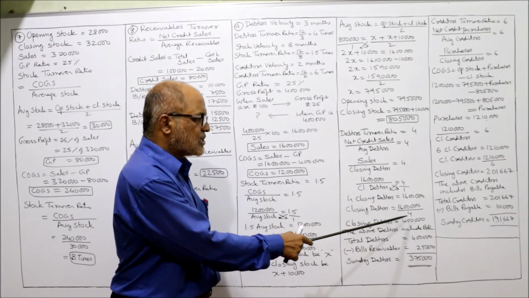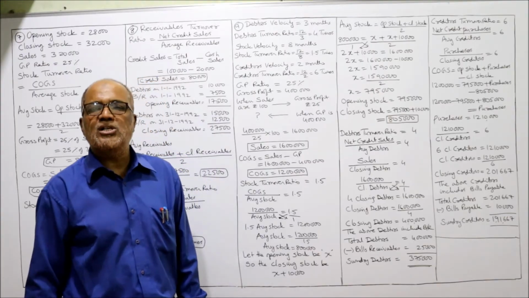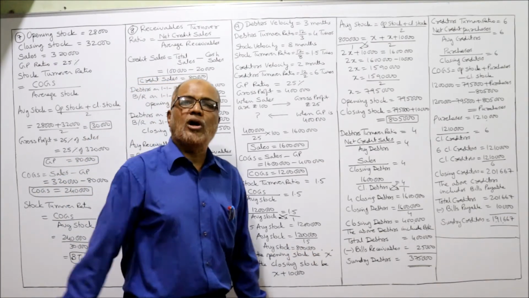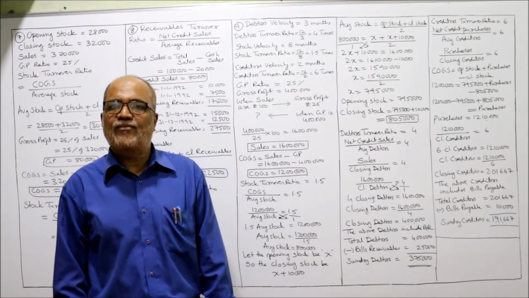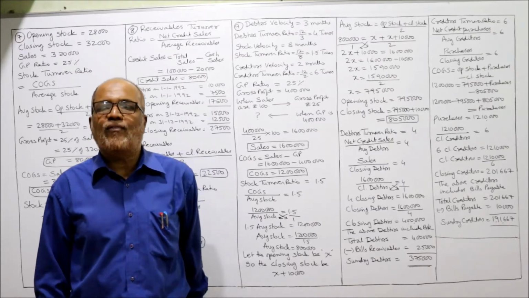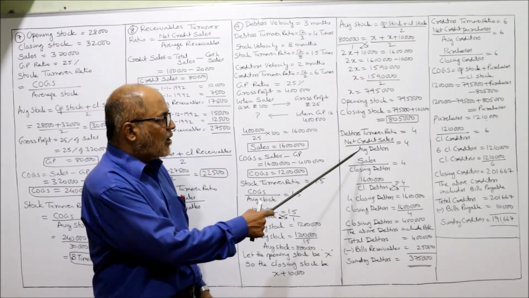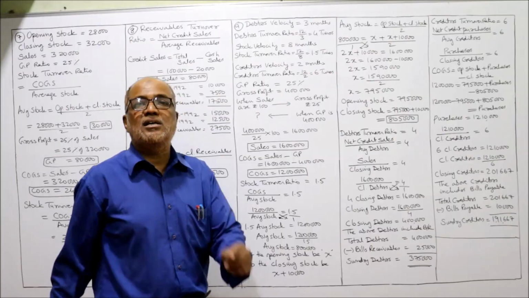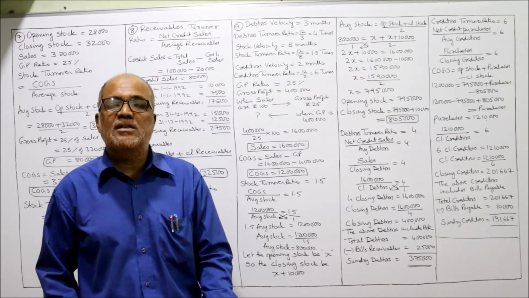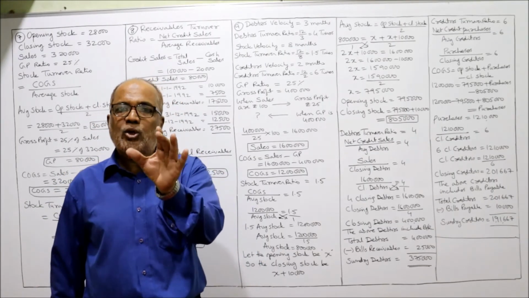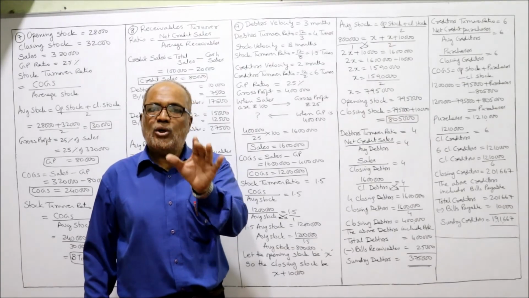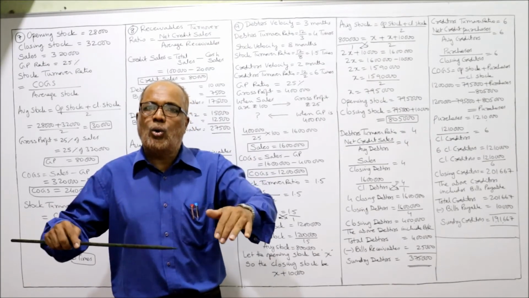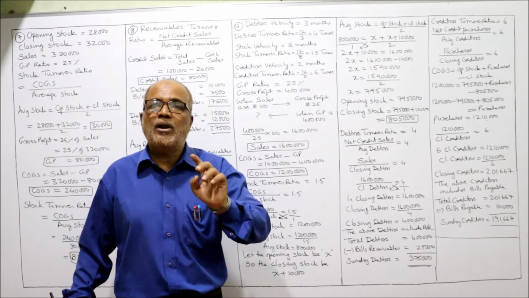Closing debtors is equal to 16 lakh by 4. That is 4 lakh. We got closing debtors 4 lakh. But according to the formula, this denominator of average debtors, closing debtors includes bills receivable. When we say total debtors, the total debtors includes bills receivable also.